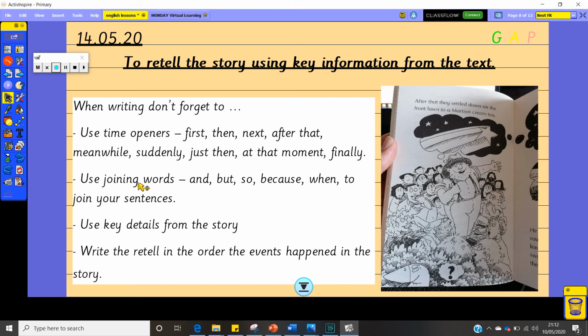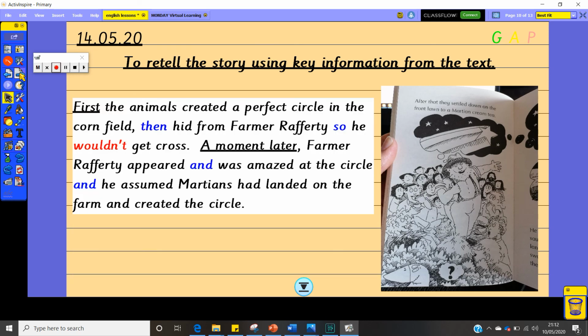Use key details from the story that you will find in your own version of your stories, and then write the retell in the order that the events happened in the story. So try not to jump around to tell me information. Try to stick to the order. Have lots of fun with this. Try and write some really good sentences for me. You can magpie my ideas that I have shown here. That's absolutely fine. I don't mind sharing.